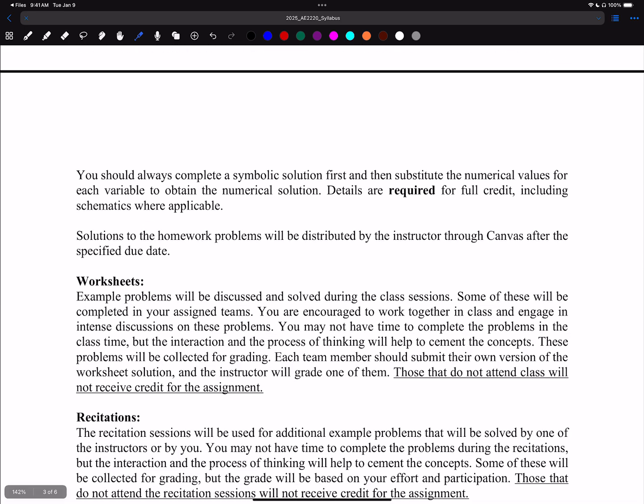I want to see symbolic solutions and then substitute numerical values in it for credit. We want to see all details, not just an answer. You need to include all of your work as well.